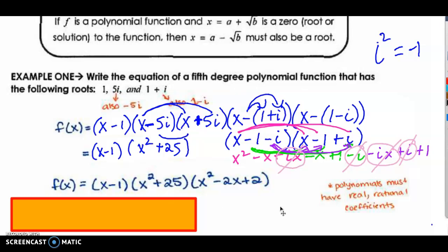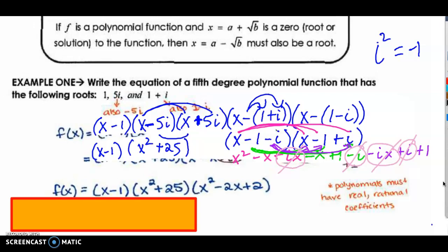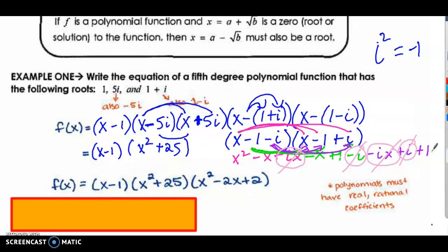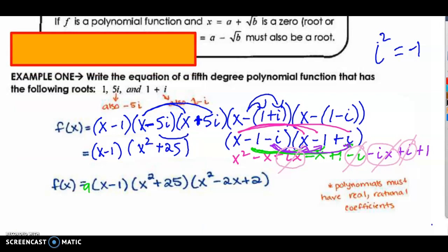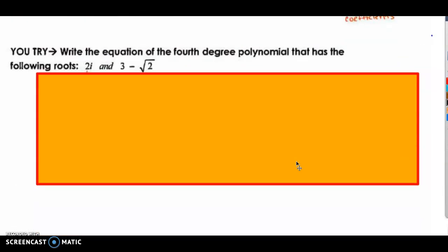And there it is. Now, you can throw an a in front. The a in front just means this equation could be multiplied by some number a. But I'm not going to take off whether you have that or you don't. All right, moving on to the u-try. So try the u-try, and then I'll show you the answer.